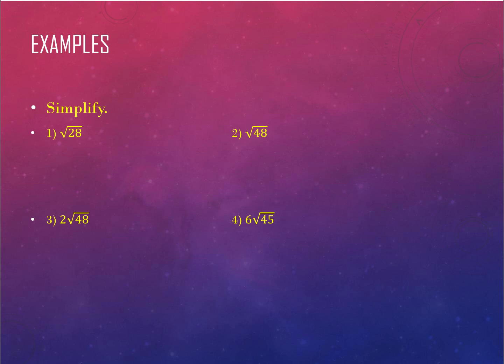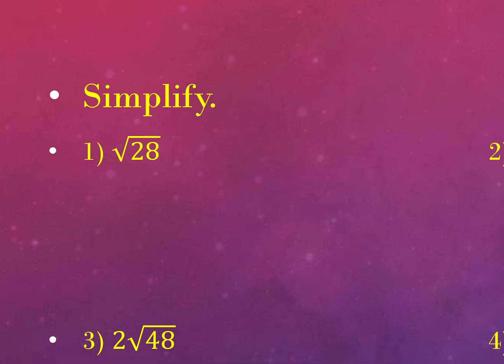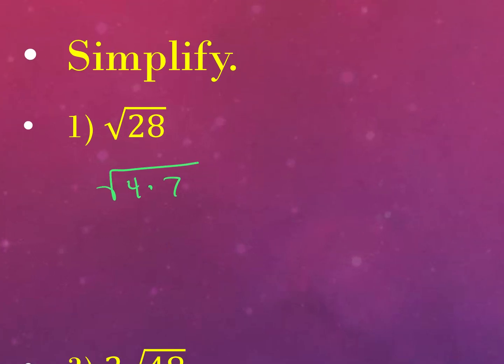Tomorrow we're going to do a class kick to practice before our quiz. If you are going to simplify, that means break down into the smallest possible. So I first think, okay, perfect square and a non-perfect square. What times what gives me 28? 7 and 4, so 4 times 7. Is there a perfect square in there? Square root of 4 is 2, so this becomes 2 root 7.